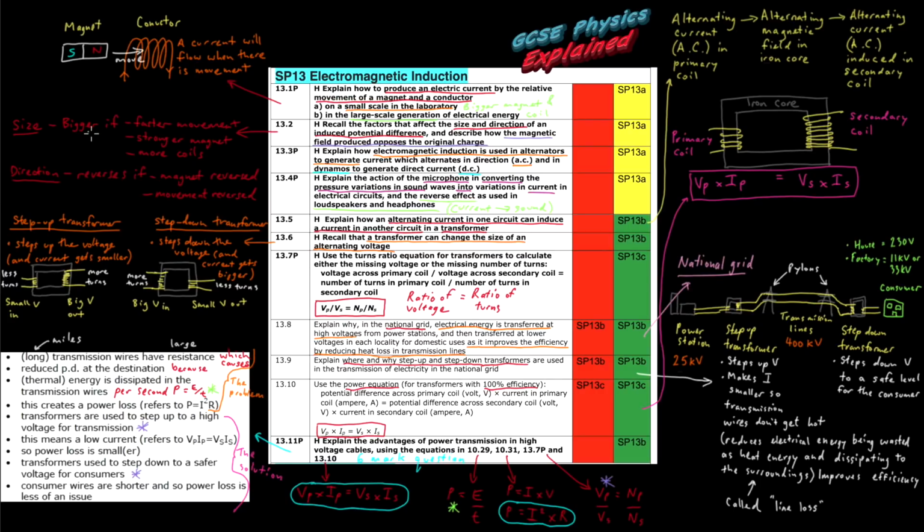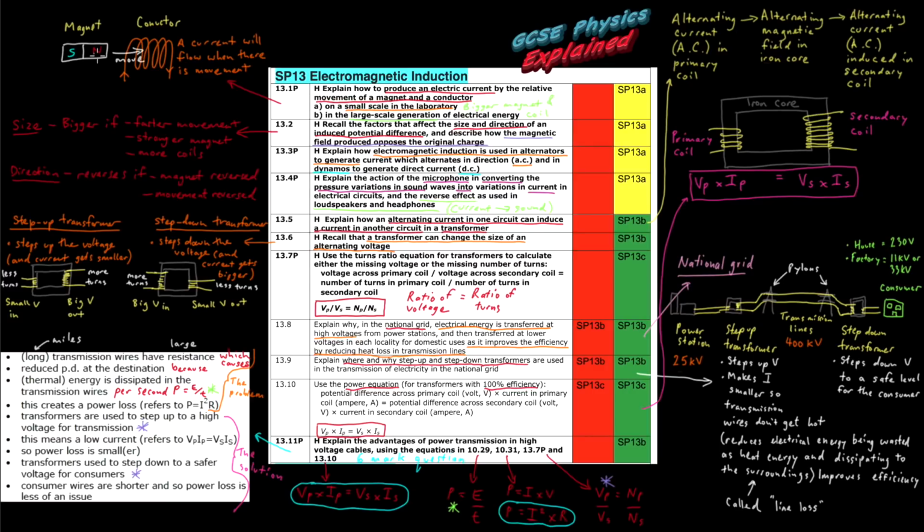Well, the current will be bigger if the magnet is moved faster, or if you move the coil faster. Also, you'll get more current and more induced potential difference if you use a stronger magnet, or for a third mark, use more coils. Sometimes they'll ask, how do you reverse the direction of the current? Well, the current will reverse if the magnet is reversed or if the movement's reversed.